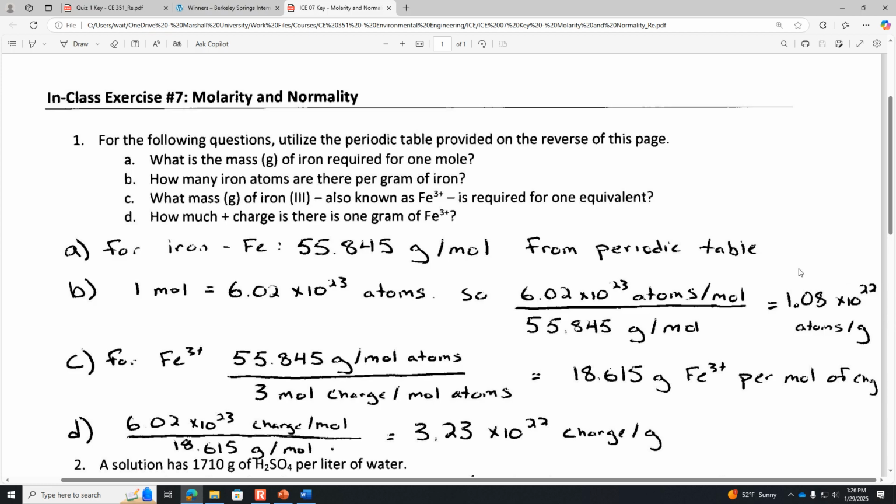Well, we knew that a gram of iron has this many particles, and there's 3 units of charge for every unit of particles, and so it's going to be 3 times what we calculated for part B. Or to look at it in a more fundamental way, a mole of charge divided by how many grams is needed for a mole of charge tells us that in 1 gram there is 3.23 times 10 to the 22nd charged particles in each gram of iron 3.